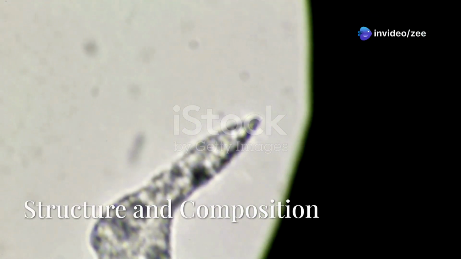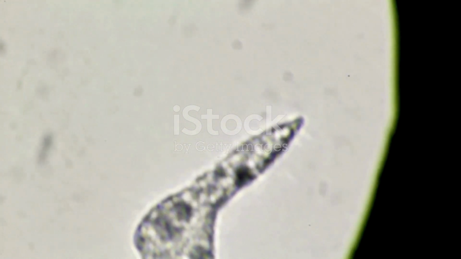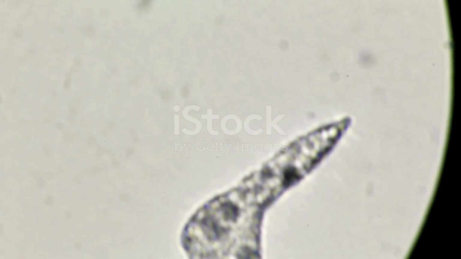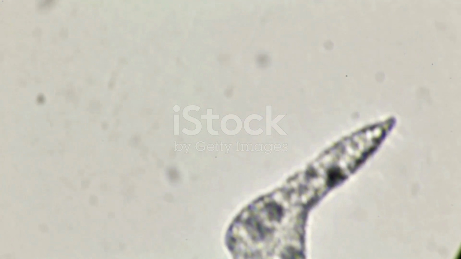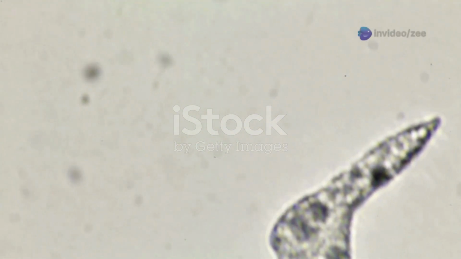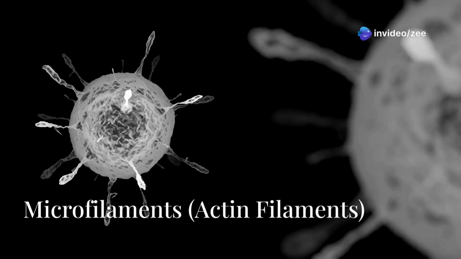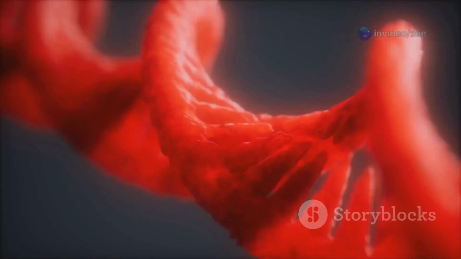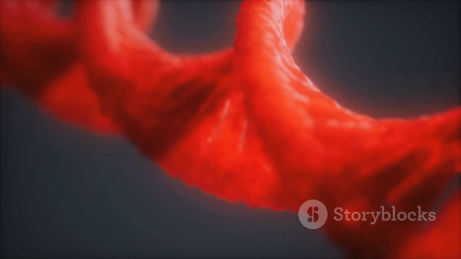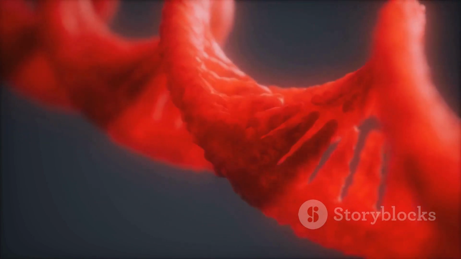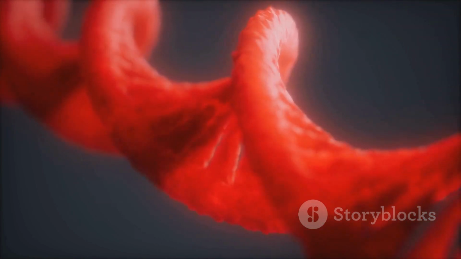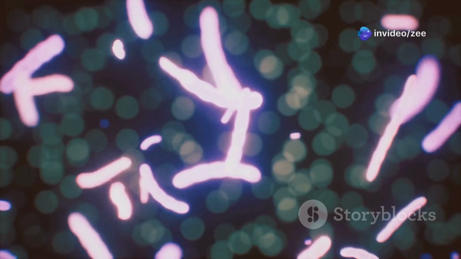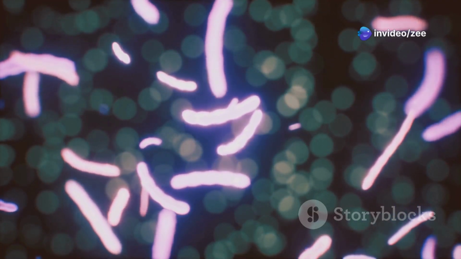Structure and composition. Well, the eukaryotic cytoskeleton is primarily composed of three main types of protein filaments, each with distinct structural characteristics and protein subunits. Microfilaments, or actin filaments. These are the thinnest filaments, about 7 nanometers in diameter. They are solid, flexible rods formed by the polymerization of globular actin, or G-actin, monomers into two intertwined helical strands, forming filamentous actin, or F-actin.